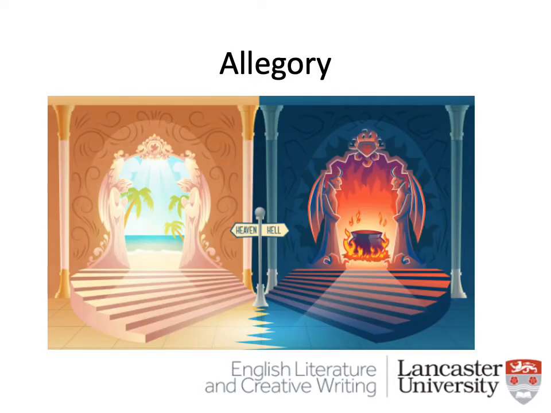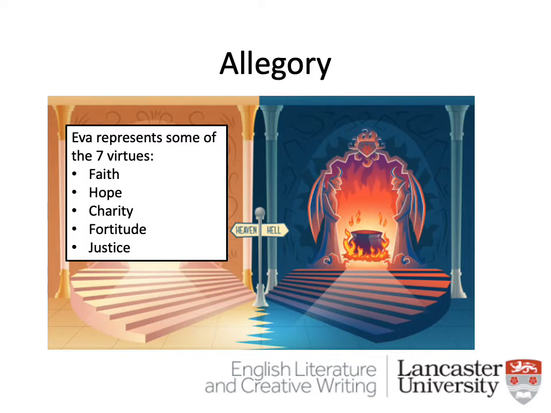As well as the religious language used throughout the text, the characters are also symbolic of either sins or virtues, as was seen in the morality plays discussed earlier. Eva represents the 7 virtues, specifically faith, hope, charity, fortitude, and justice. She campaigns for the rights of working class labourers, refuses stolen money even when she is desperate, and continues to be hopeful and determined in the face of adversity.